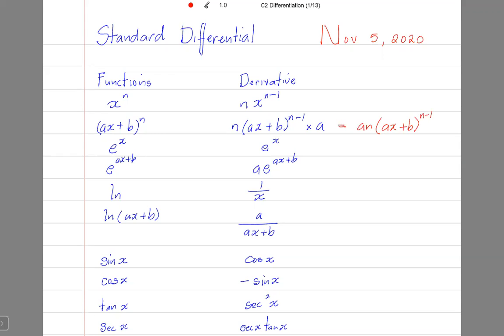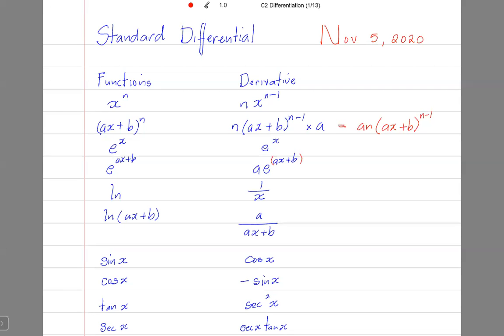When you differentiate e to the x, you get back e to the x. If you differentiate e to the (ax + b), you get back e to the (ax + b), and you have to multiply by the differential of the inside function. The inside function is ax + b. When you differentiate ax + b, you get a. So our final answer is a e to the (ax + b).